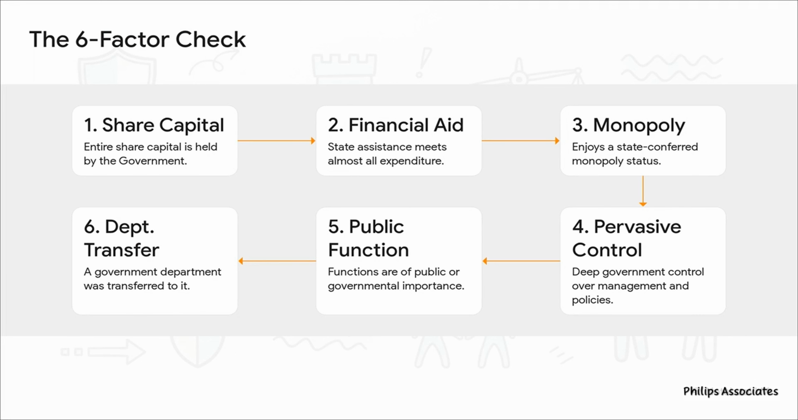All right, here's the checklist. First up, share capital. Who owns the company? Is it all government money? Second, financial help. Is the government pretty much footing the entire bill? Third, monopoly power. Did the state give this company a free pass to be the only game in town? Fourth, actual control. Does the government have its hands all over the management decisions? Fifth, public duty. Is the company doing a job that the government usually does? And last but not least, number 6, was this thing basically just a government department that got a new name?